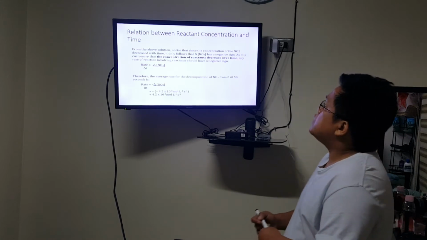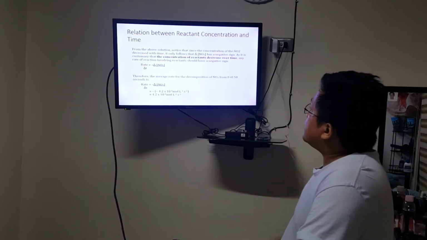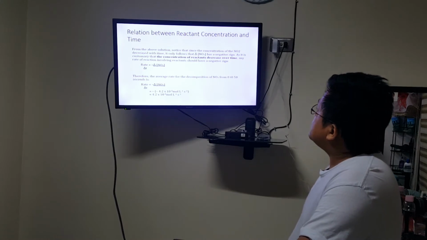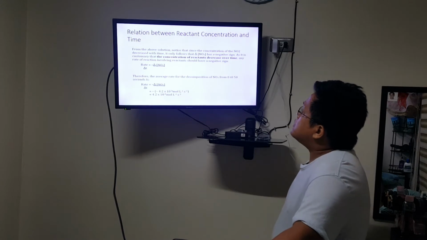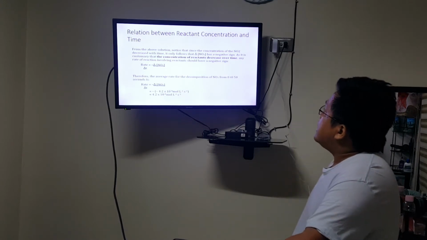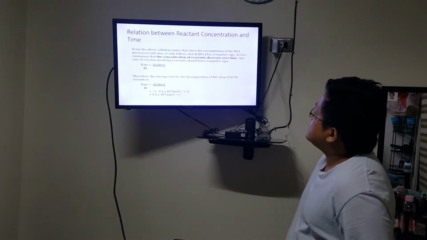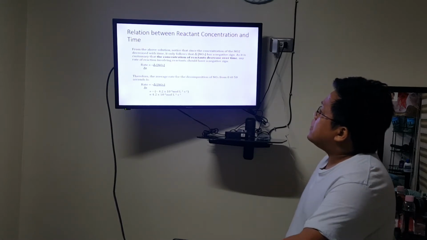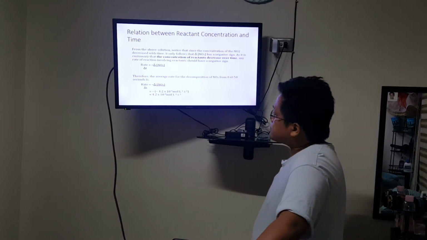The relationship between reactant concentration and time. From the above solution, notice that since the concentration of the NO2 decreases with time, it only follows that NO2 has a negative sign, as it is customary that the concentration of a reactant decreases over time. Any rate of reaction involving a reactant should have a negative sign.